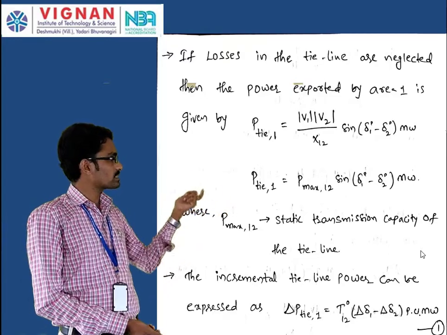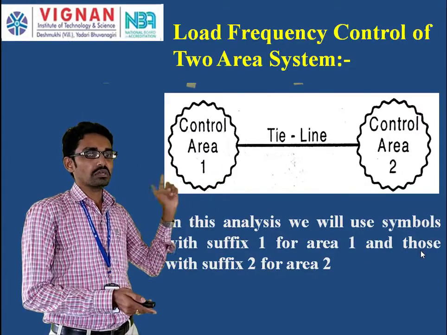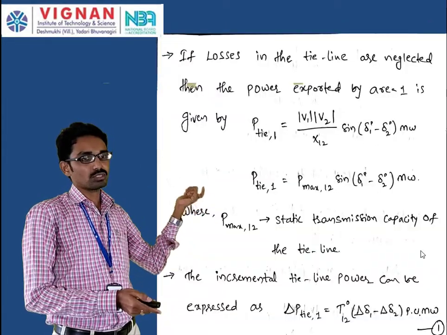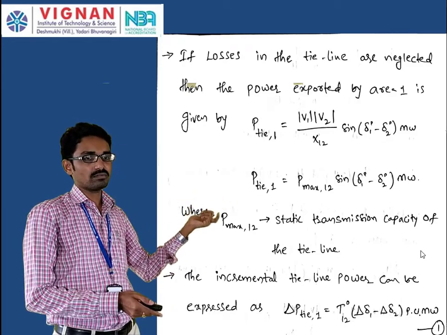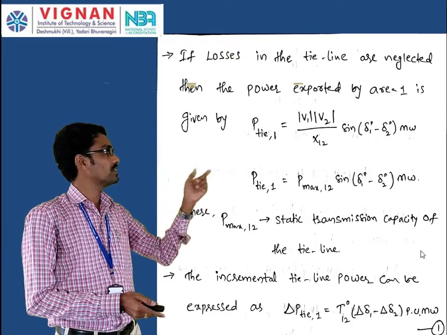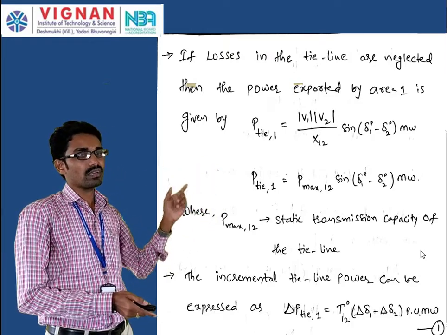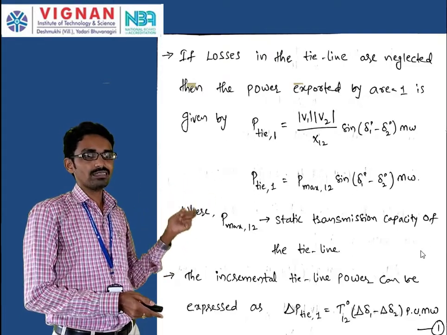So you are considering the tie line, right? Here you have a tie line between the two control areas. That means P max 12 is the static transmission capacity of the transmission line, or tie line, whatever we are considering. In between the two areas there is a tie line, and that tie line is considered here. It is P max 12, the static transmission capacity of the tie line.